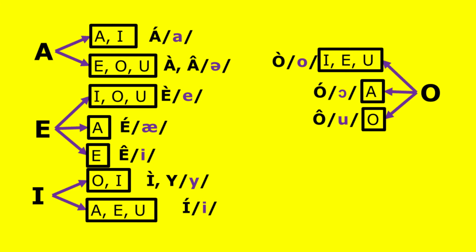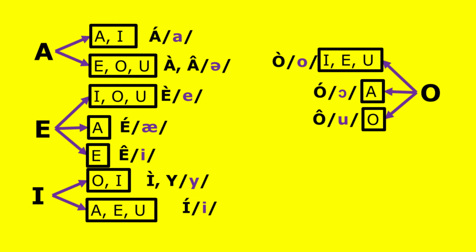Letter O. With I, E, and U, it's gonna sound like O, the normal O, like in Japanese. With A, it's gonna sound more open, like in odd. Open, not open. It's gonna sound odd. The difference in O, it's gonna sound oo.